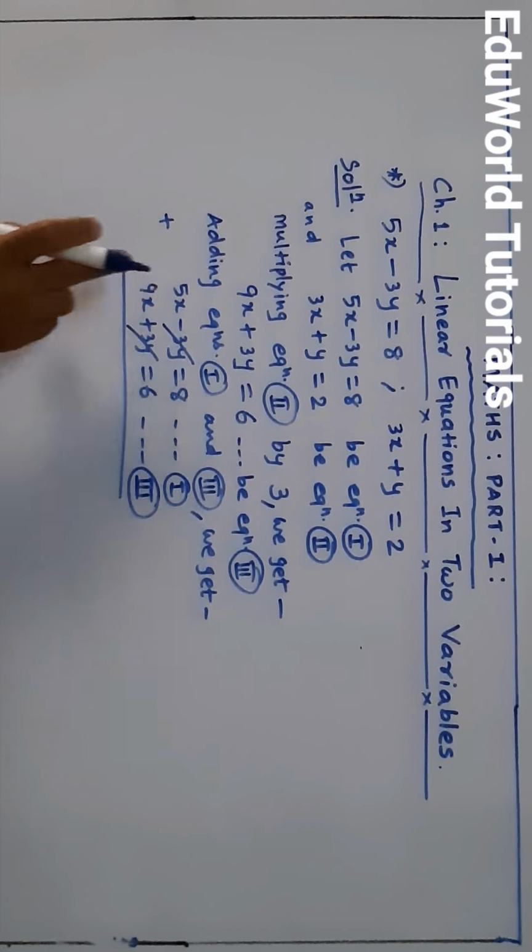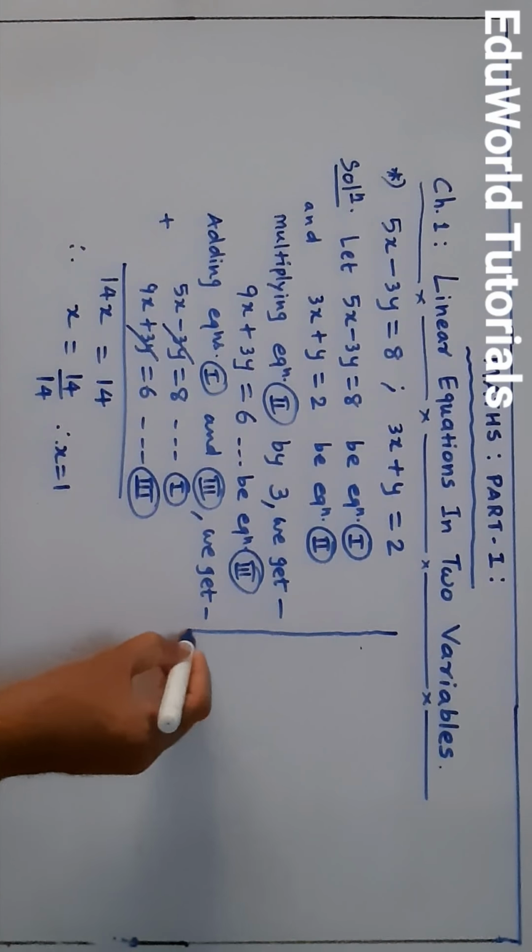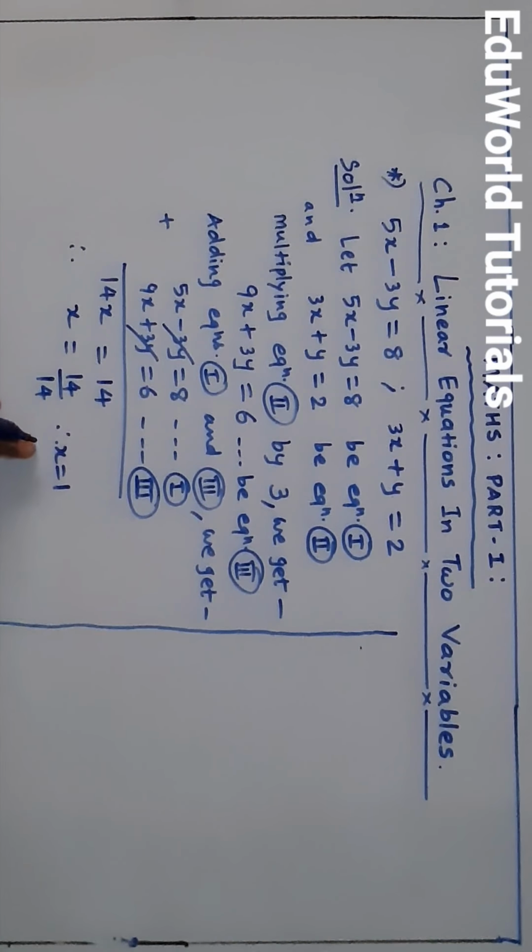And when we are left with only one variable, we can get the value of that variable. So to get x, we do 14 upon 14. They will get cancelled, so the value of x is 1. And students, you know how to get the value of the other variable. Once we get the value of one variable, it is easy to get the other.